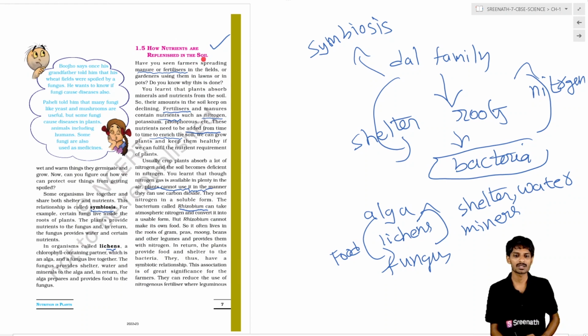How are nutrients replaced in the soil? Basically, we are using nutrients from soil, so the amount of nutrients in the soil will decrease. But how can we replenish it? By spreading fertilizers in the soil, we can replenish the nutrients. Fertilizers contain nutrients like nitrogen, potassium and phosphorus. At the same time, the rhizobium bacteria convert the atmospheric nitrogen into usable form.